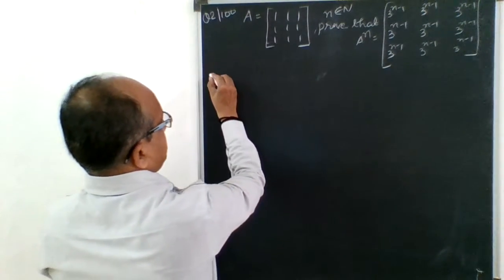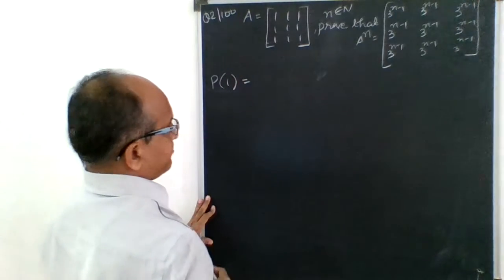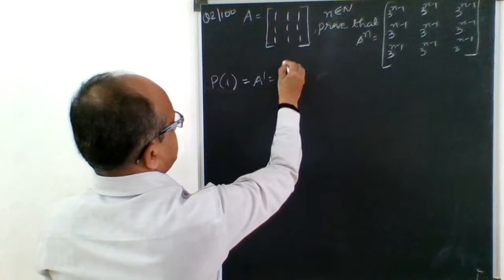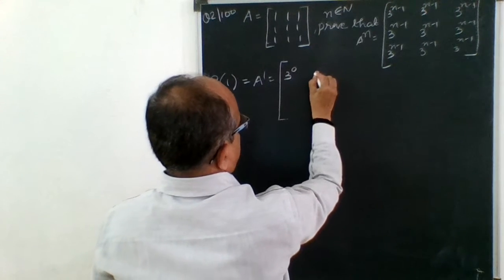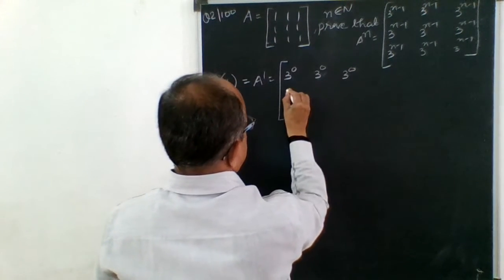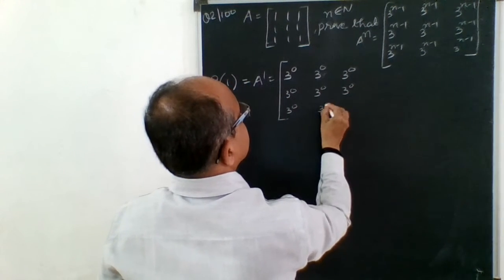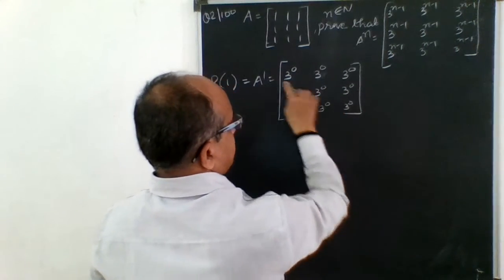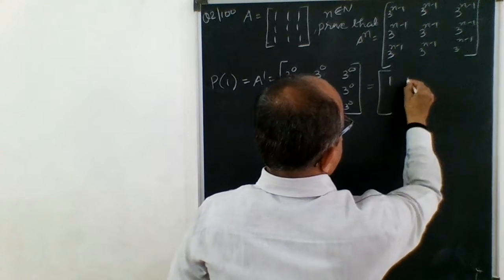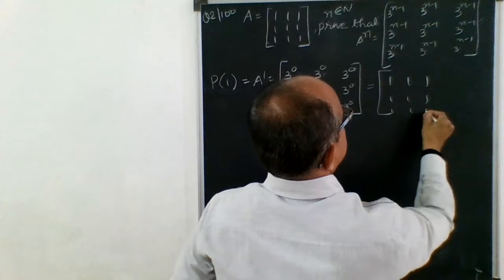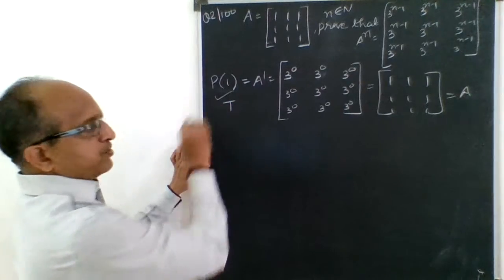So let us consider this as our P of n. If we substitute 1, then A raised to 1 is equal to what we are getting? 3 raised to 1 minus 1, 0. So 1 minus 1 is 0, and power 0 means it is 1. So all entries are coming 1, which means it is equal to A. So for P of 1 it is true.